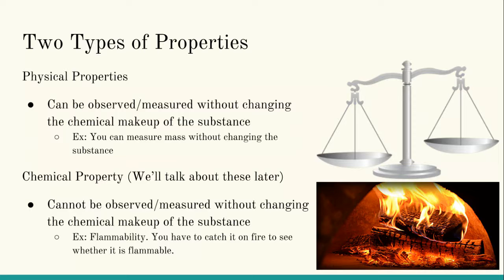A chemical property does change the makeup of the substance when you try to observe or measure that property. For example, we could test a piece of wood for being flammable. In order to do that, you have to catch it on fire. And when a piece of wood burns, it turns from a piece of wood to a piece of char or ash, which changes what the substance is.